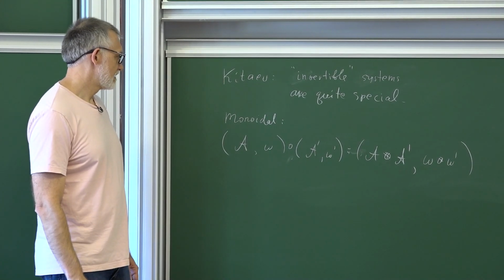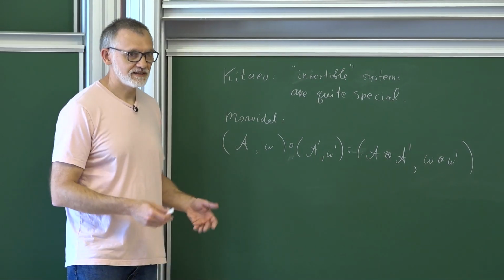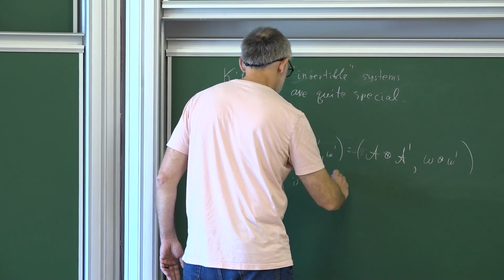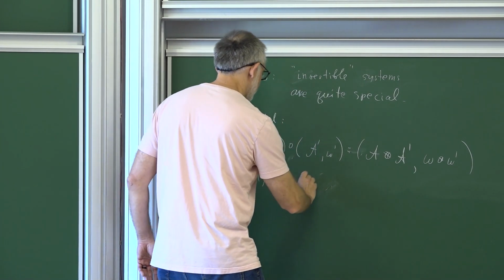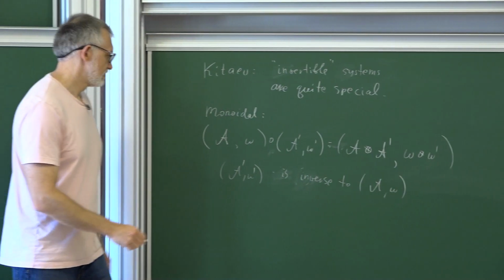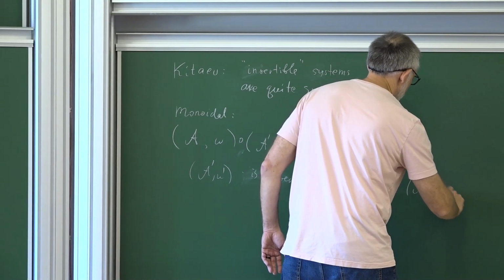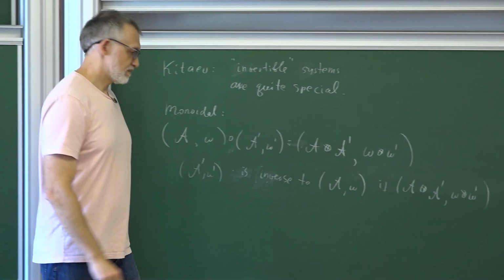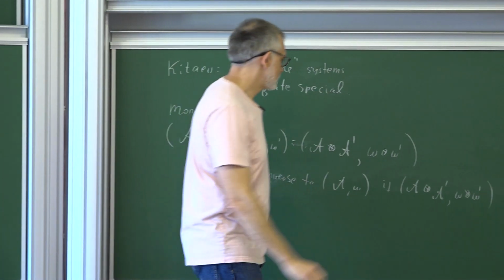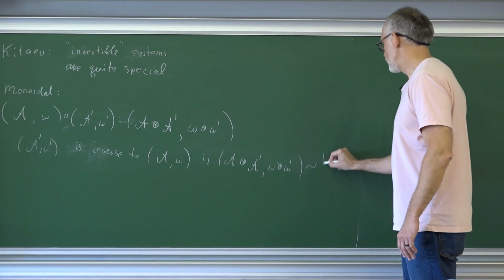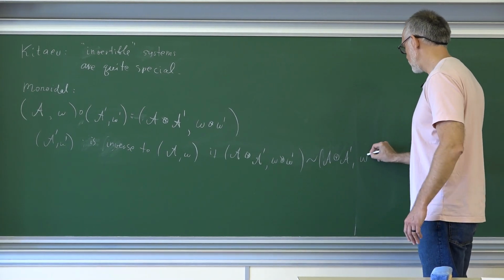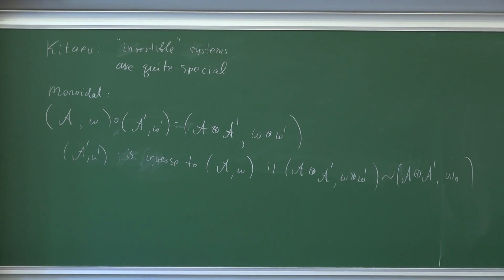And the idea is to look at systems which are in some sense invertible. So what does it mean? We say that A prime, omega prime is inverse to A, omega if their composite, which physically corresponds simply to taking one system and putting another one on top of it, and not having any interactions between them, is equivalent in some sense to the trivial system, so the system that has the same algebra but a trivial state, one of those product states where you just have unentangled spins.